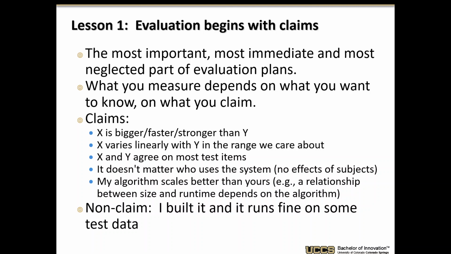And one of the reasons this becomes so important is if I don't measure it, I can't evaluate it from a claim. If I don't know what I want to claim, then I don't know what I need to measure, so I might not measure all the right things. So claims are things like X is bigger, faster, stronger, whatever, than Y. X varies linearly with Y in the range we care about, some range of data. X and Y agree on most test items. It doesn't matter who used the system, no effect.